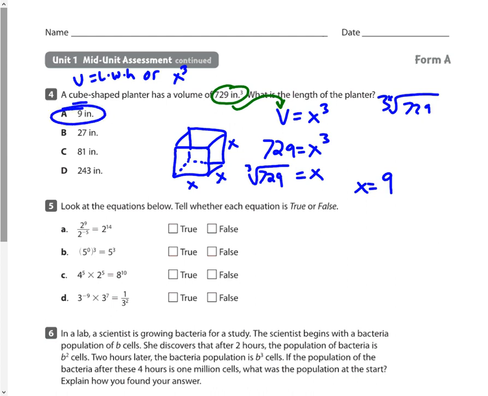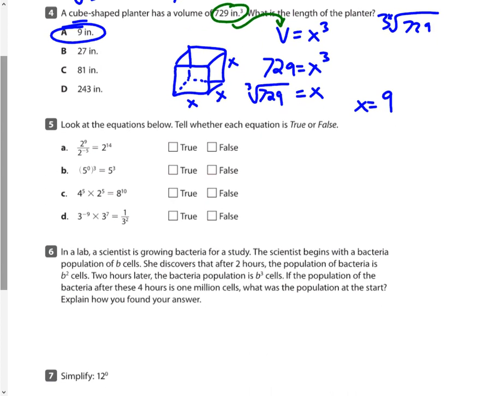All right, let's go to number 5. Number 5 has 4 parts to it. We want to figure out if each one is true, which means if there's any time we have to simplify something, let's simplify it. So we're going to simplify this part first, because we want to see if it's equal to 2 to the 14th power.